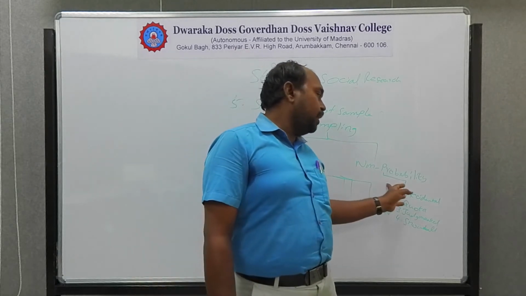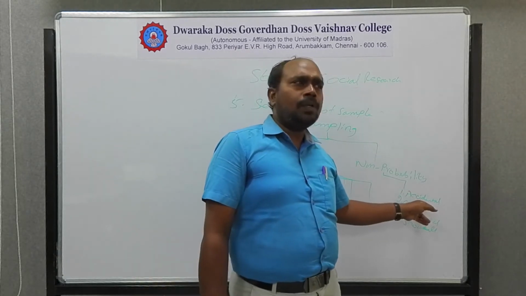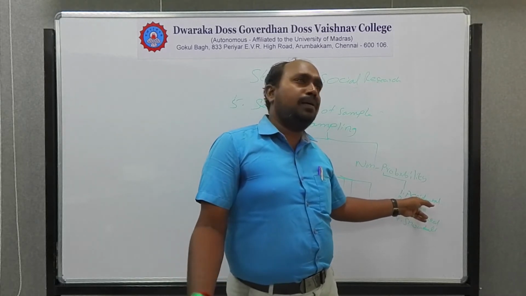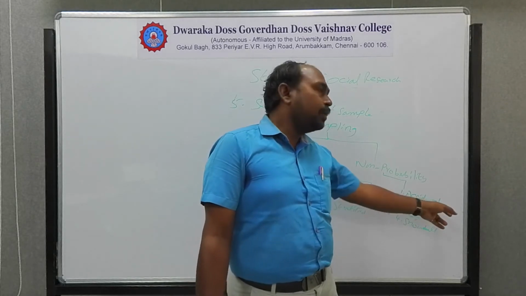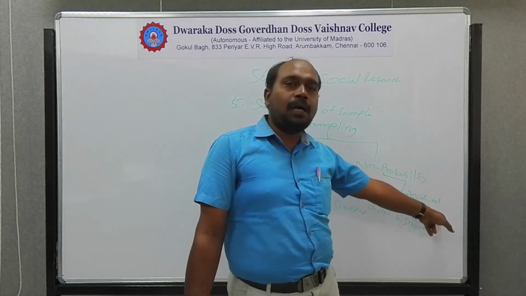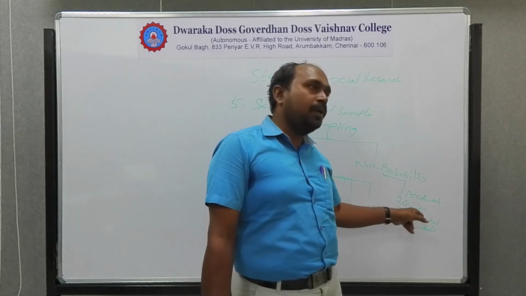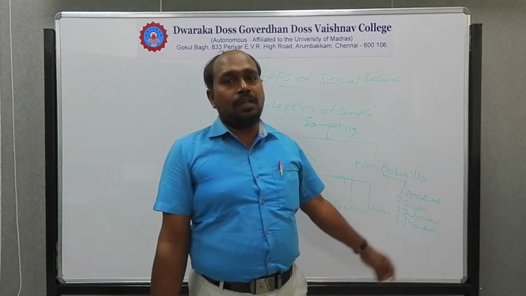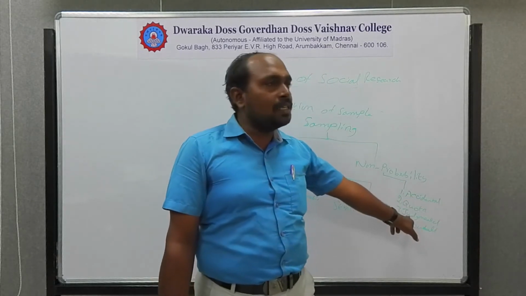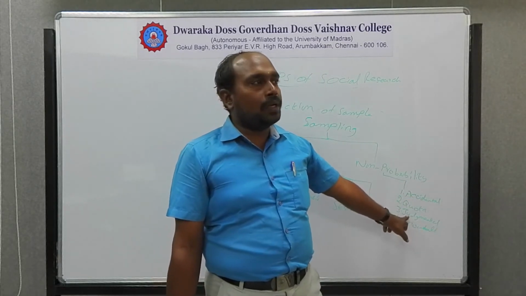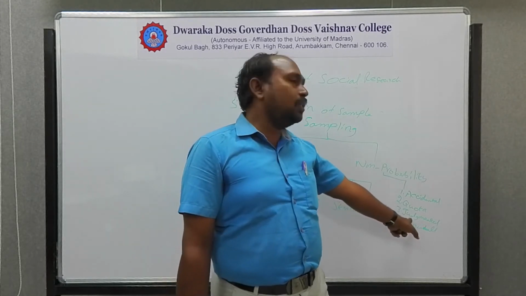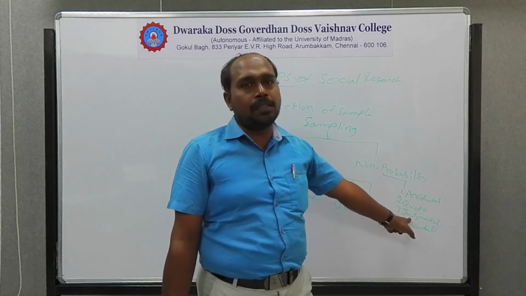And in non-probability sampling, accidental sampling method, the researcher will find the respondent who is appropriate for his research, he will select, and accidentally the sampling method will be followed. Then quota sampling method, you will fix the number of respondents for your study. Till you attain the quota, you will go for the research. Then judgmental sampling, you will do to your convenience, and you will try to find the correct persons for your studies.